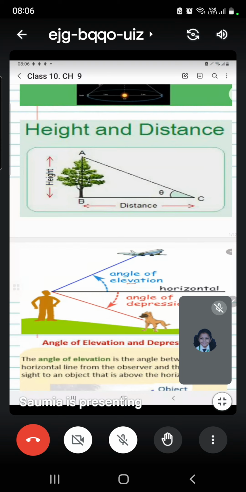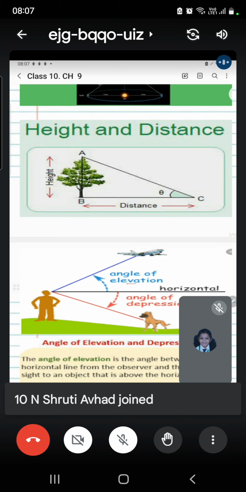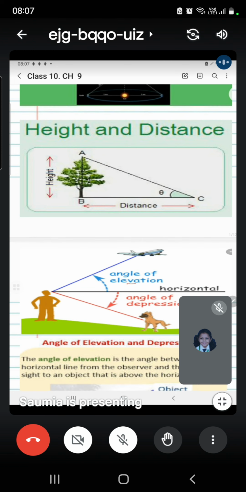There is a point C. You're standing at point C, which means you're at a certain distance from the tree. Now you're looking up at the top of the tree, so you make an angle theta with the ground level, or with your eye level. That theta and points A, B, C form a right angle triangle, because the tree is standing perpendicular to the ground, and your theta forms one of the angles of the triangle.